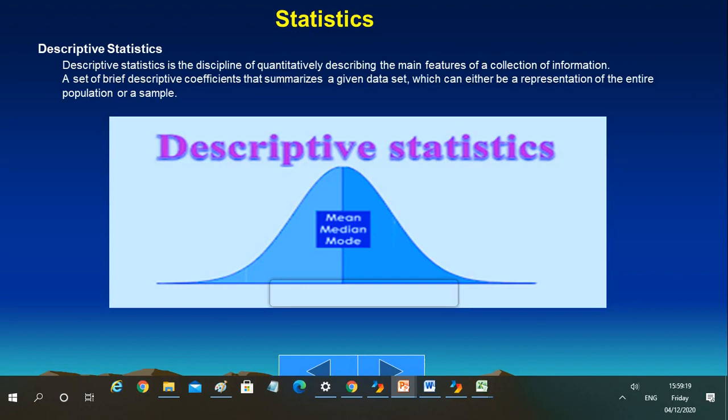Now, descriptive statistics is the discipline of quantitatively describing the main features of a collection of information. It is the set of brief descriptive coefficients that summarizes a given data set, which can either be a representation of the entire population or a sample. Generally, in statistics, you would see that the entire data, the whole population, is not considered. You always draw a sample and then you do whatever manipulation or calculation that you want to carry out, and then you apply it to the entire population.